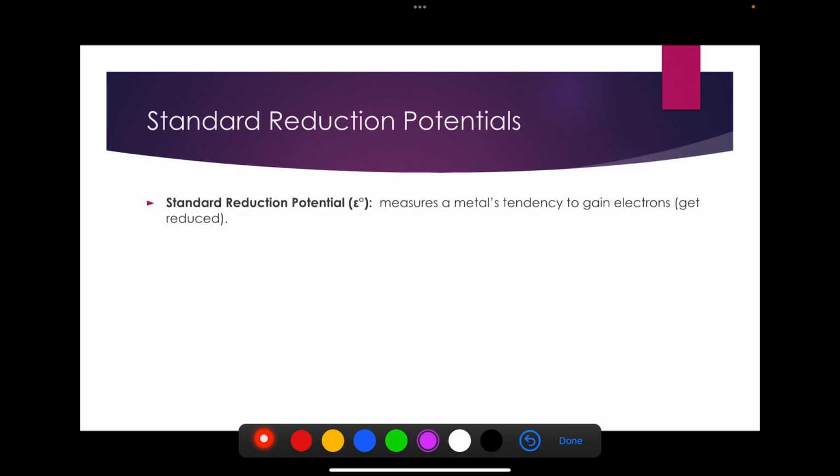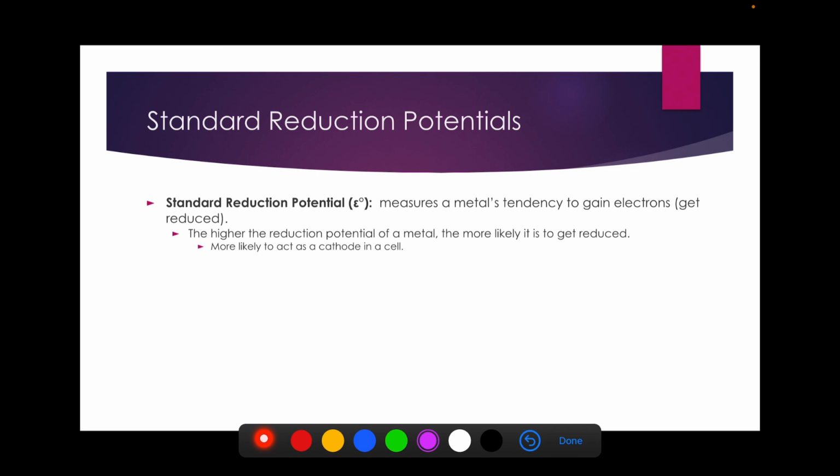A standard reduction potential measures a metal's tendency to gain electrons or to get reduced. The higher the reduction potential of a metal, the more likely it is to get reduced. You can literally think about this as what is the potential that reduction will occur. The higher the potential, the more likely it is to get reduced. Therefore, it's also more likely that that metal will act as a cathode in a cell.